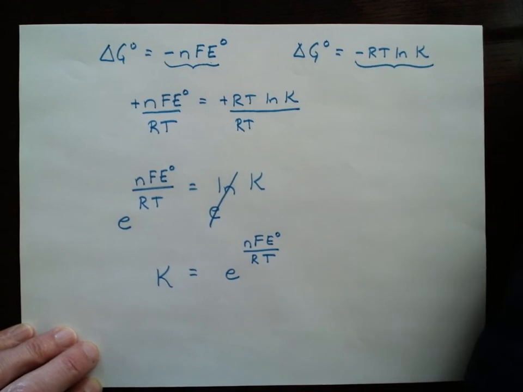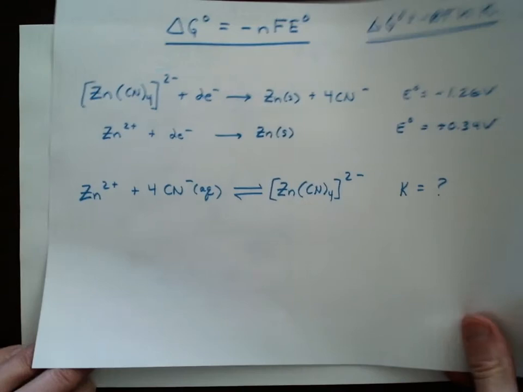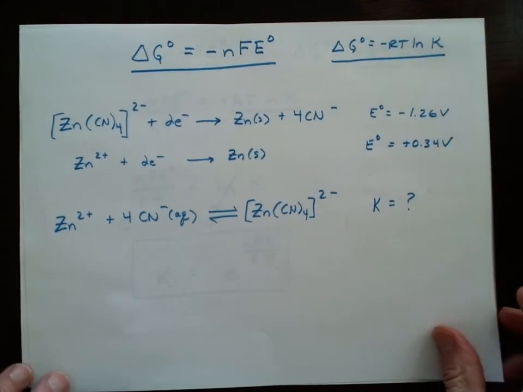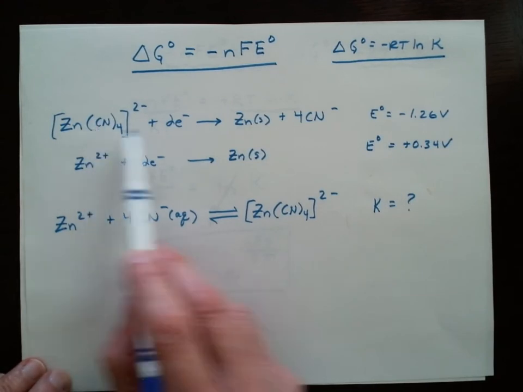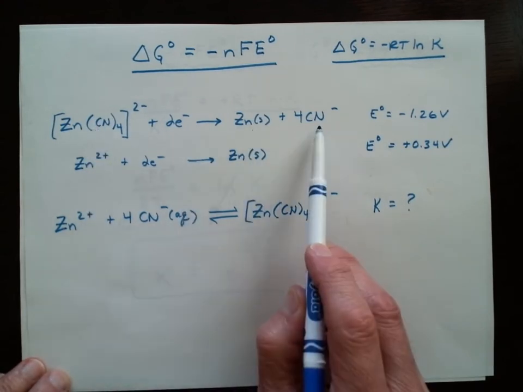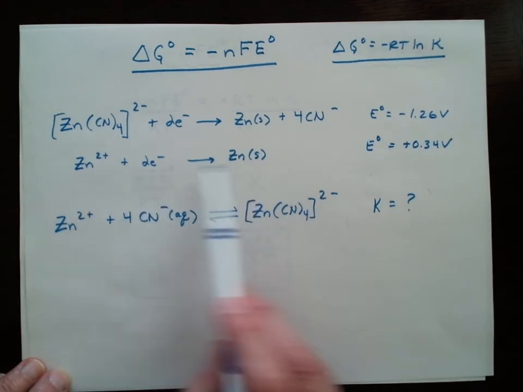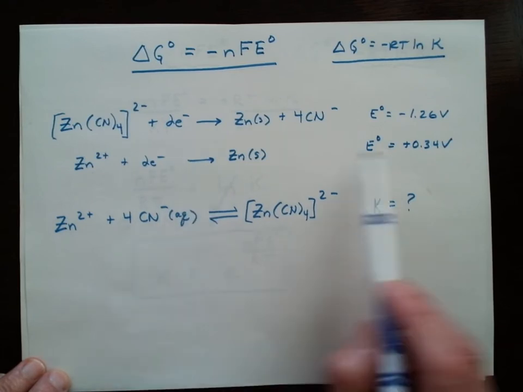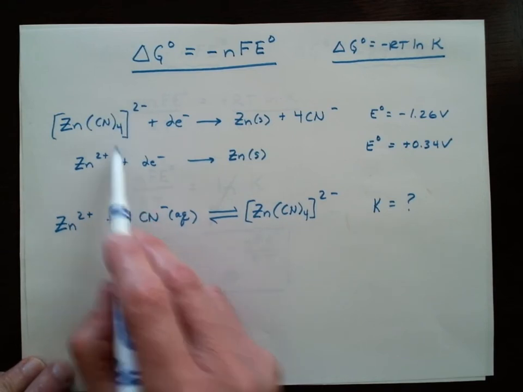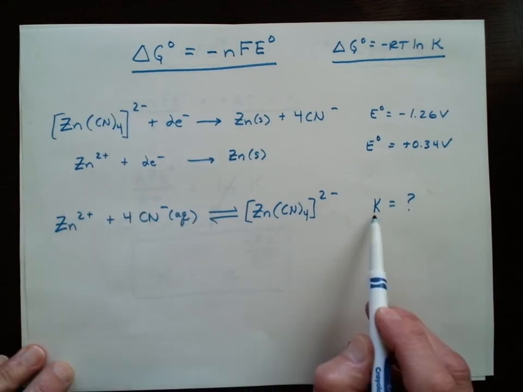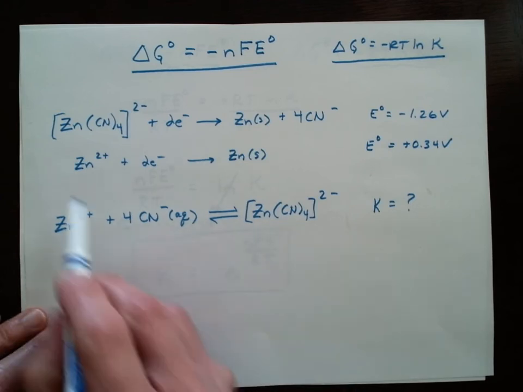So let's apply these equations to this particular problem. Let's say I know the cell potential for this zinc complex being reduced to zinc solid and releasing free cyanide ions. We've seen this reduction reaction quite a bit. We're very familiar with this and its associated cell potential. Can I, using this information, find the equilibrium constant for this overall reaction? That's an interesting question. Let's see if we can pull it off.